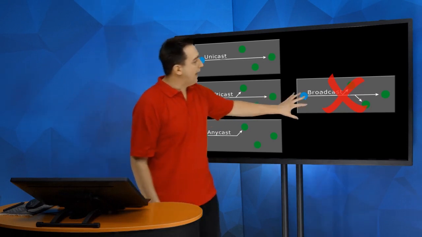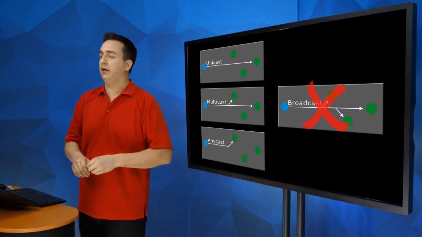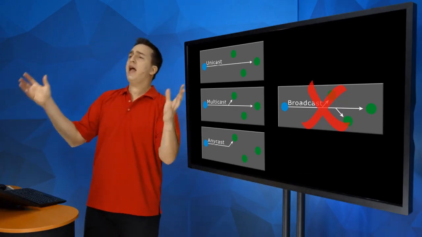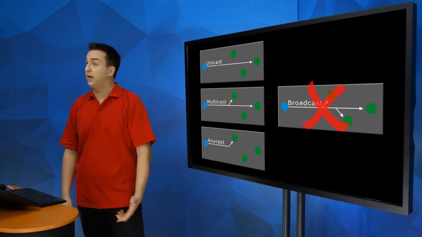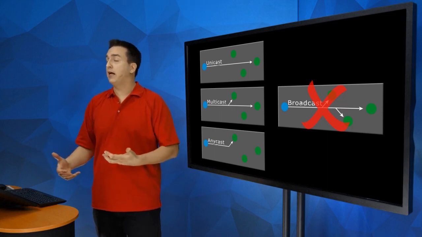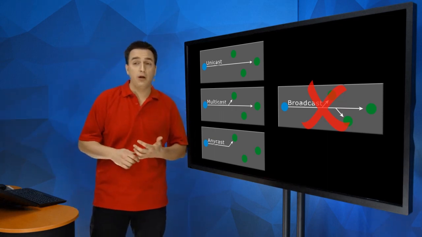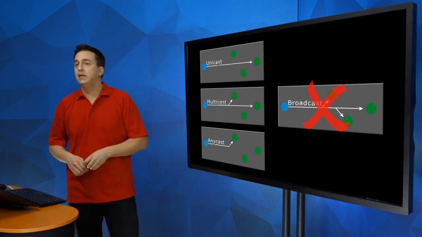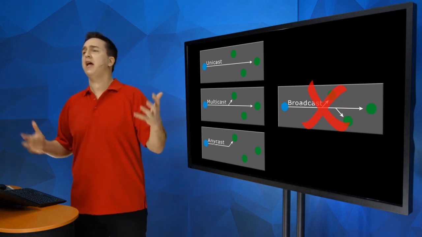Because remember, broadcasting is essentially your device blurting out in the local area network, hey, does anybody have this? Or does anybody know that? And everybody receives that, and everybody has to process that information. Only the device that has the information you're looking for will respond back. Whereas with multicast, instead of blurting that information out to everybody, hey, does anybody have this? Or does anybody have that?